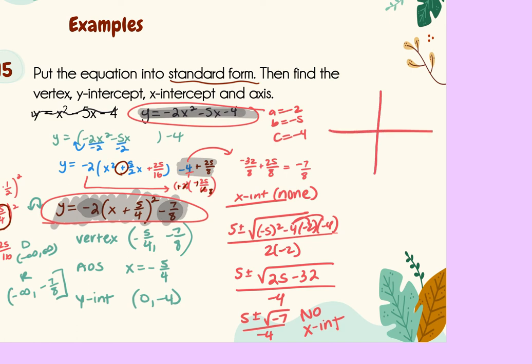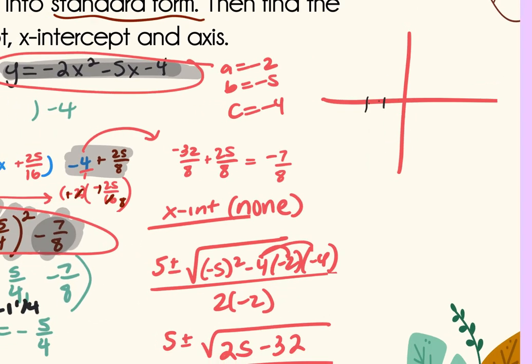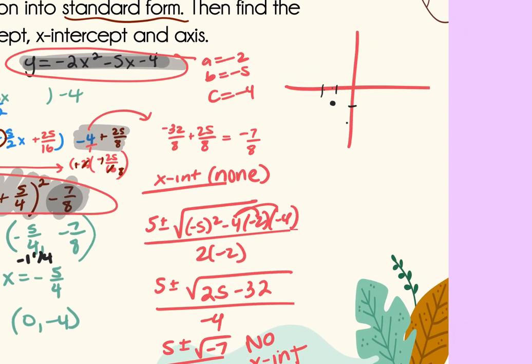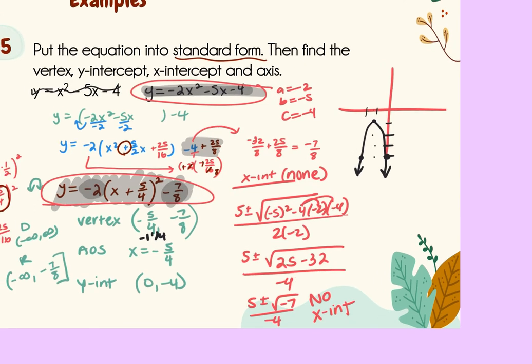My vertex is -5/4, so that's -1 1/4. So I would go -1 1/4, just past that, 1, and then -7/8. So it'd be like here. My y-intercept is -4. And then because I went down 1, 2, 3, and over to -4, I would go back to reflect that point. Draw your parabola, which is consistent with not having any x-intercepts.